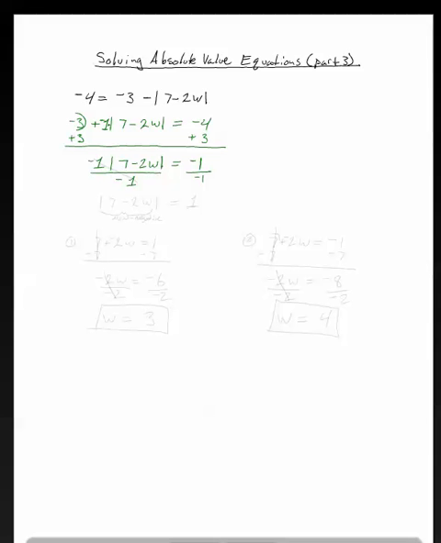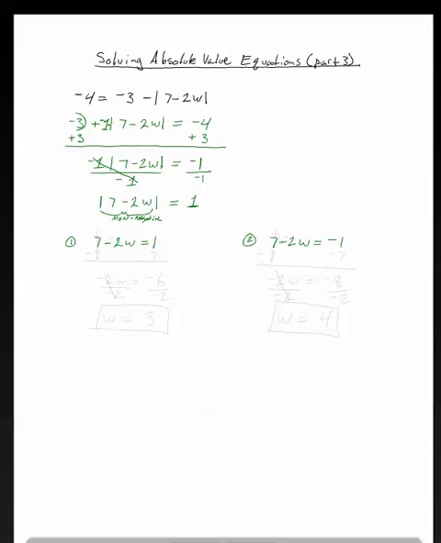The -1 divided by -1 cancels, leaving me with the absolute value of 7 minus 2w equals -1 divided by -1 is +1. Now I have my absolute value isolated. We remember that our absolute value is non-negative, and it's set equal to 1, which is a non-negative number. So this is going to have some solutions. So we set up our two equations. 7 minus 2w equals 1, and then our second equation is 7 minus 2w equals -1.